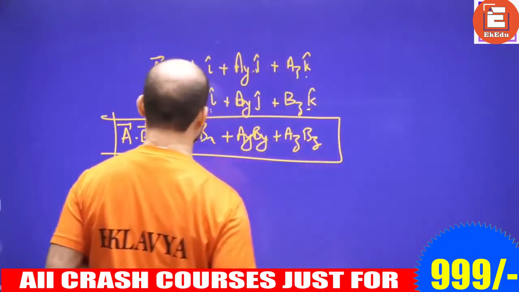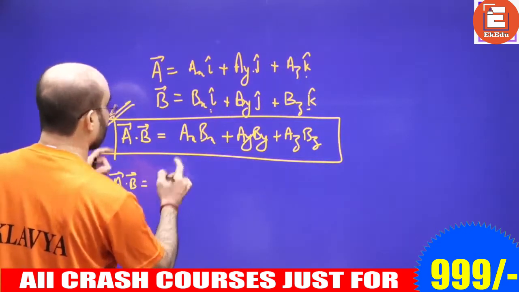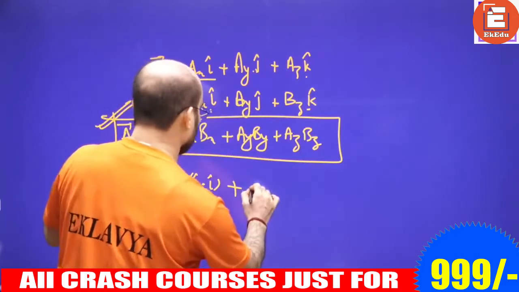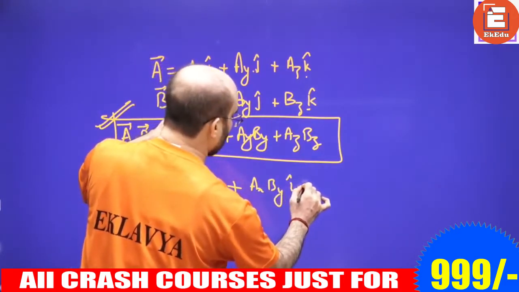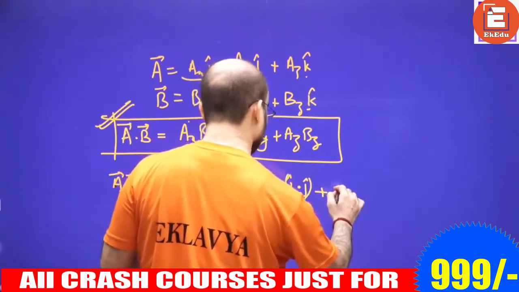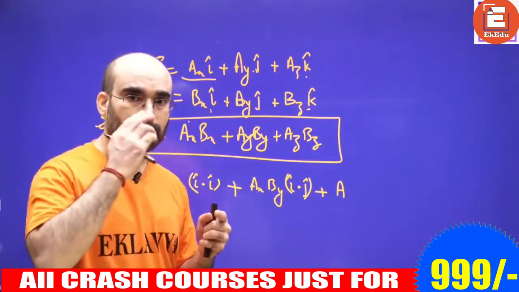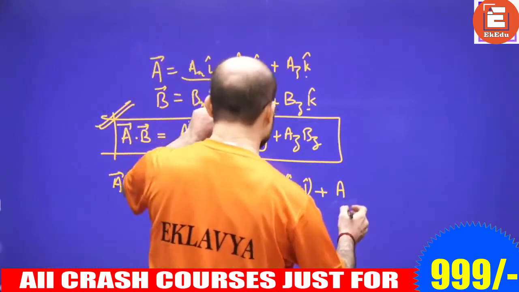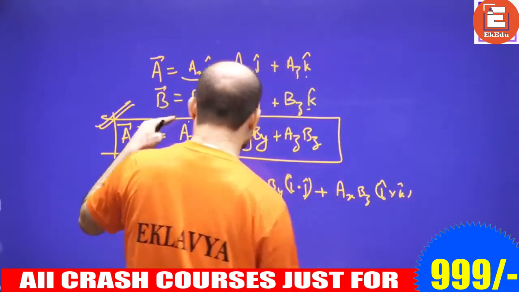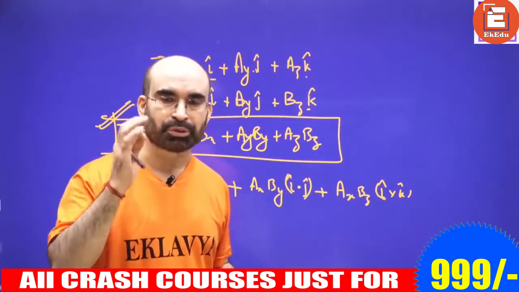Understood? Why am I telling you that this is the result? How do we get this? Let us have this picture. AX BX I dot I, plus AX BY I dot J. When you say I dot J, this is going to be 0, right? I dot J is 0. Why? 1 into cos 90 degree. We have understood this. Similarly AX BZ I dot K, again this is going to be 0. So similarly you would have 9 terms, and 6 terms out of 9 will have this sort of stuff.